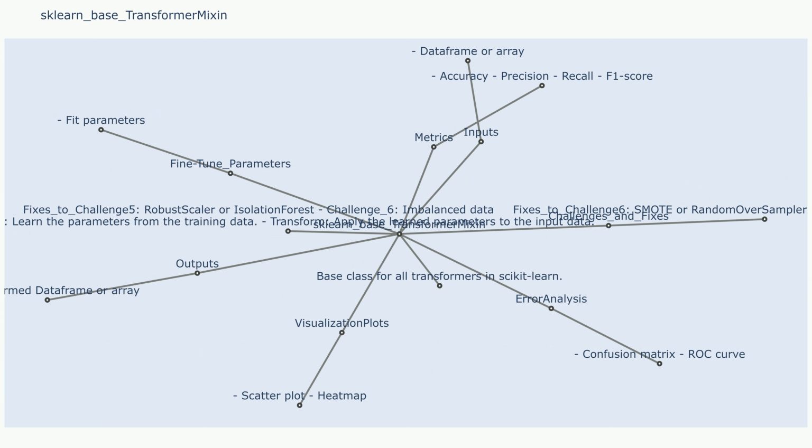Outputs. Transformed data. The output of the transformer is the transformed data, which is typically a modified version of the input data. The specific format of the output depends on the transformer.